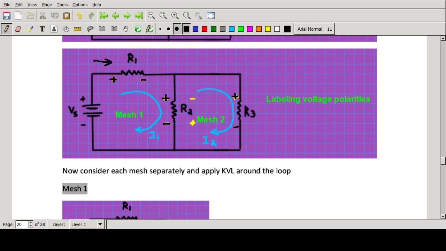Okay. Now you have to be very careful while assigning the polarity of the voltage drop across the resistance R2, because you can see here there are two currents flowing here. That is, through the resistance R2, I1 is flowing like this and I2 is flowing like this. That means there are two voltage drops across resistance R2. One is due to current I1, the other one is due to current I2.